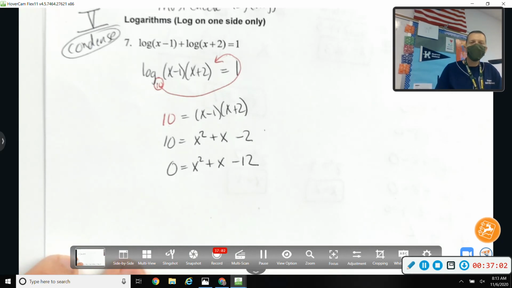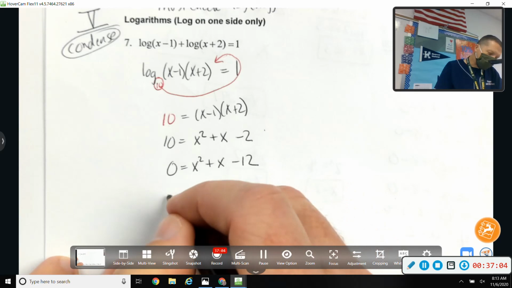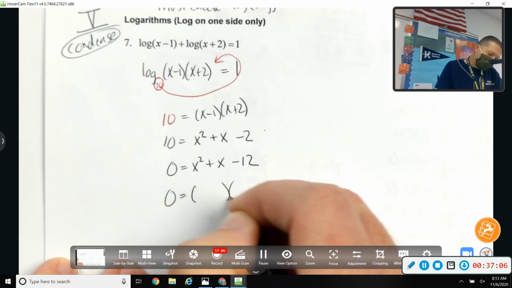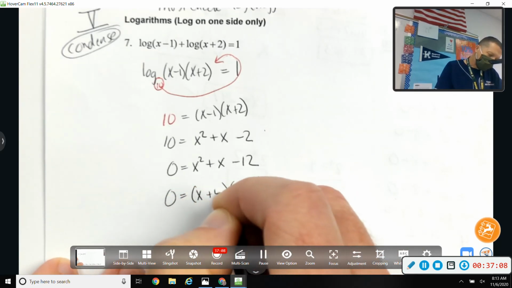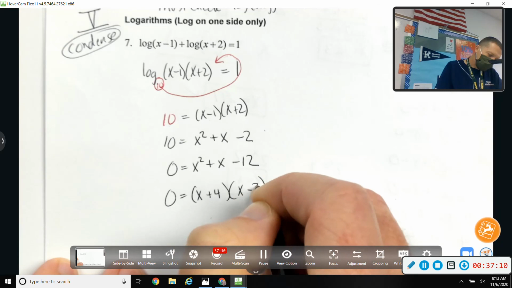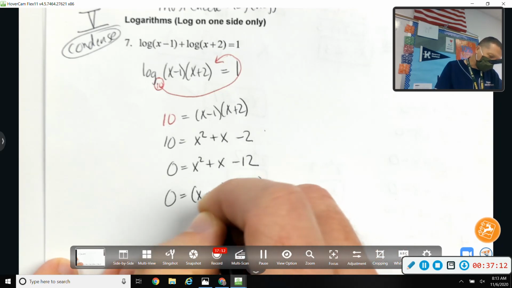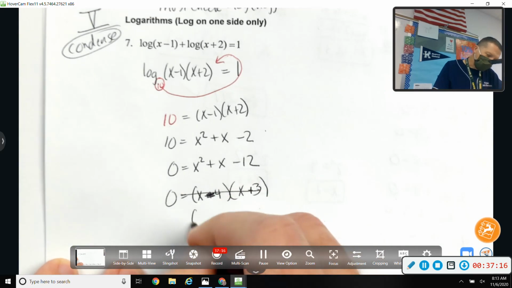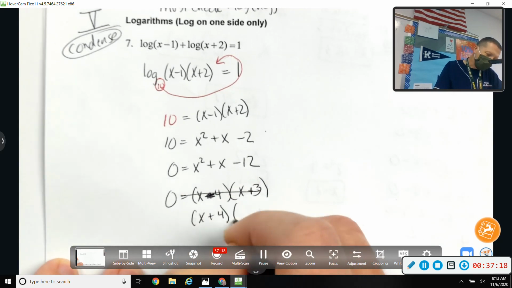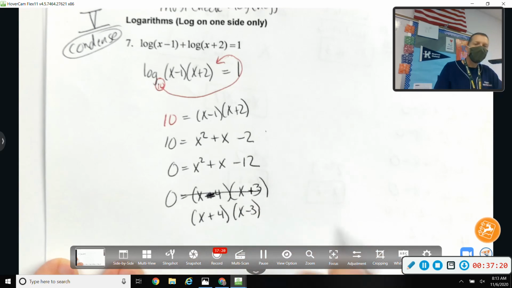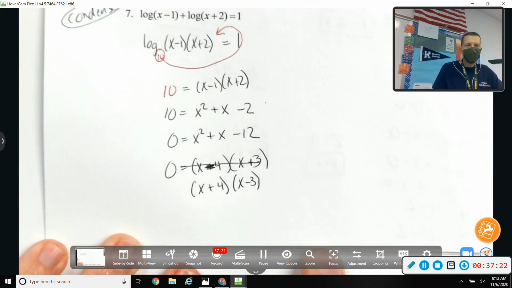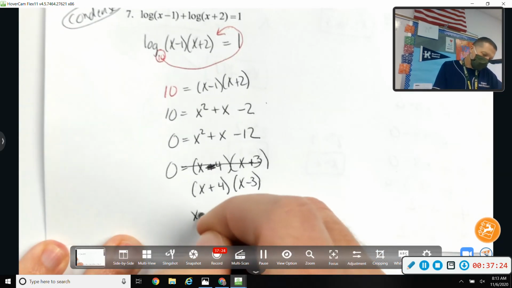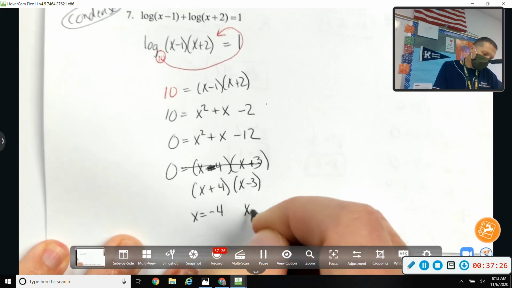So let's move the 10 over. And what do you know? It factors. Oops. Except I factored it wrong. No, I had it factored right in the first place. X plus 4 and x minus 3. So x equals negative 4 and x equals 3.